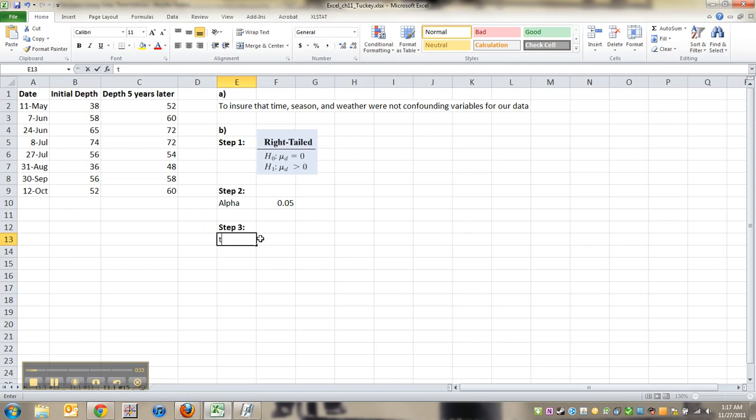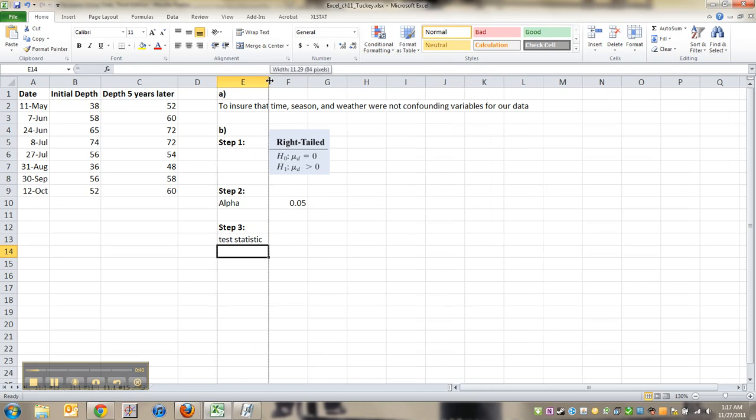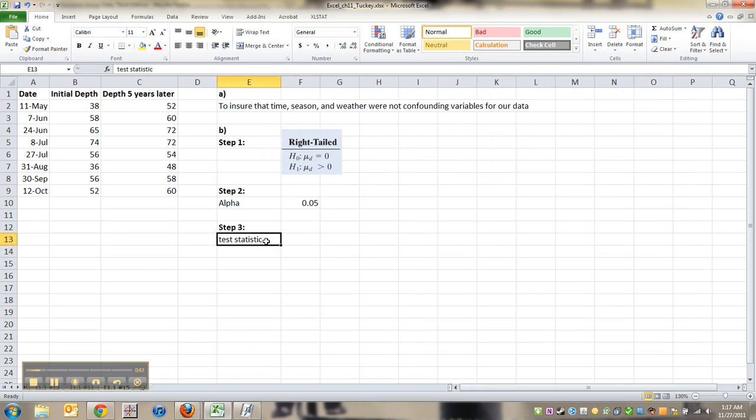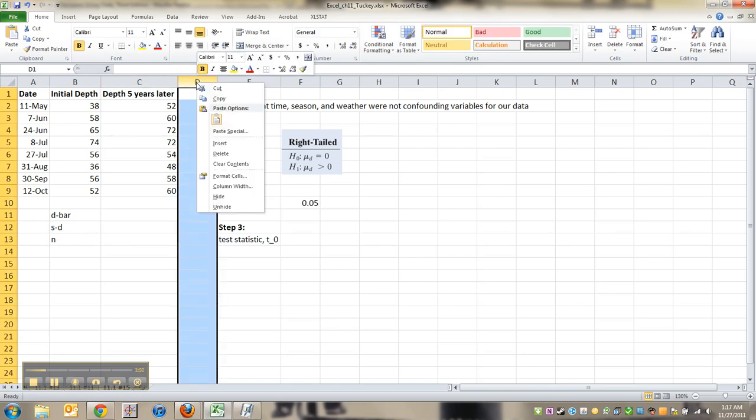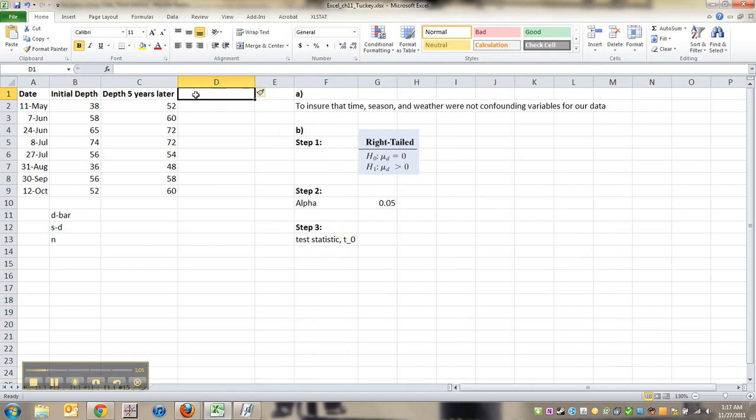Then you need your alpha, which we already have. It's given to you as 0.05, typical, right? Then you need your test statistic, T0. I'll just type that in right here. That's equal to, oh, we're going to need some D bars. All right, so we better go over here. I forgot about that. D bar, we need SD, and we need N. Okay, so D bar would be equal to the average of the differences. Uh-oh, we don't even have differences. Okay, so we need the differences.